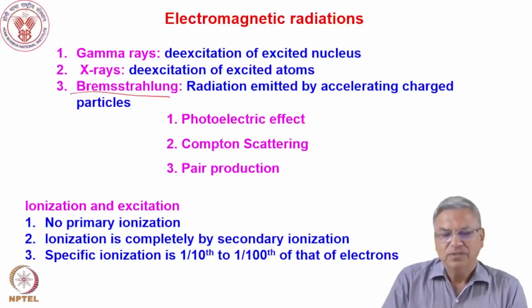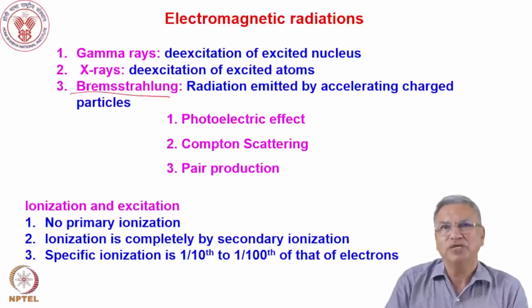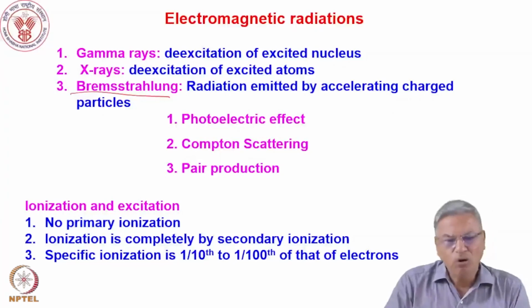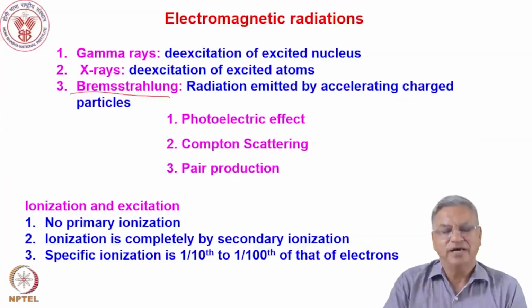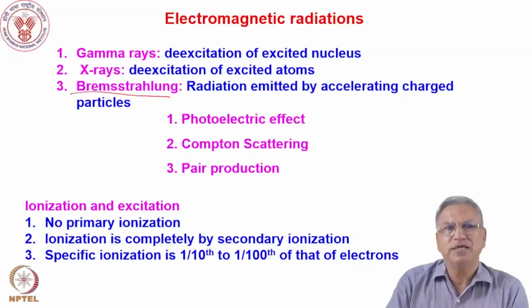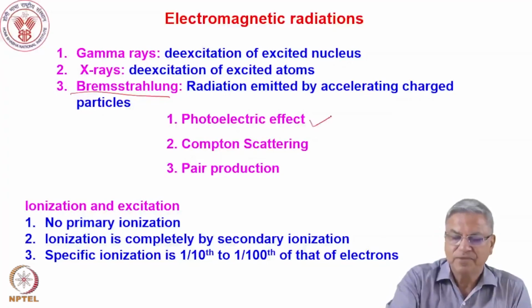Now, the Bremsstrahlung, you know already that when an accelerated particle is moving, if it is accelerated in the vicinity of a nucleus, then it emits a Bremsstrahlung radiation. So all the types of radiation, gamma rays, X-rays, and Bremsstrahlung, are electromagnetic radiations, and the interactions with matter are the same. So we'll call them mostly in terms of gamma rays. Gamma rays predominantly interact by three modes: the photoelectric effect, the Compton scattering, and pair production.